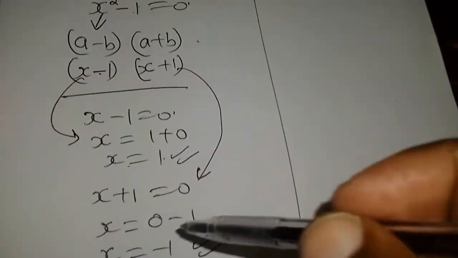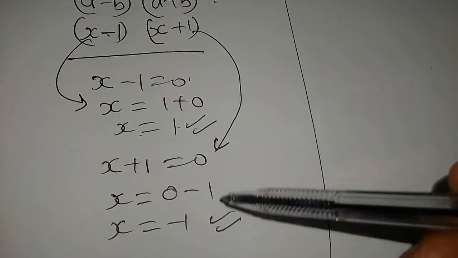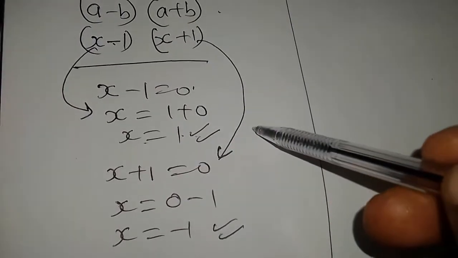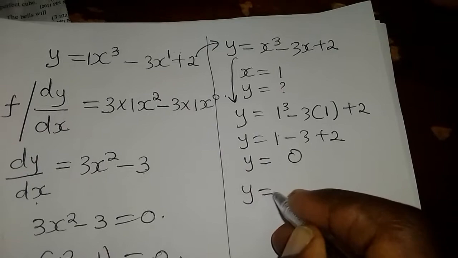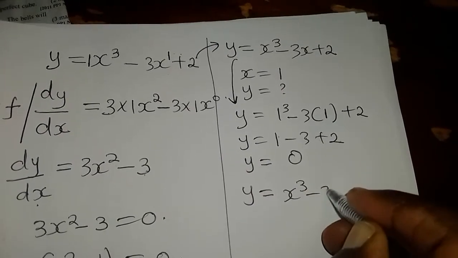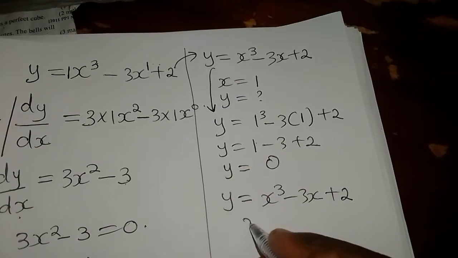Now again, when x is negative 1, what will be the corresponding value of y? So when x is 1, y is 0. I come here and write the equation down: y equals x cubed minus 3x plus 2, and we've been told the second x is negative 1.